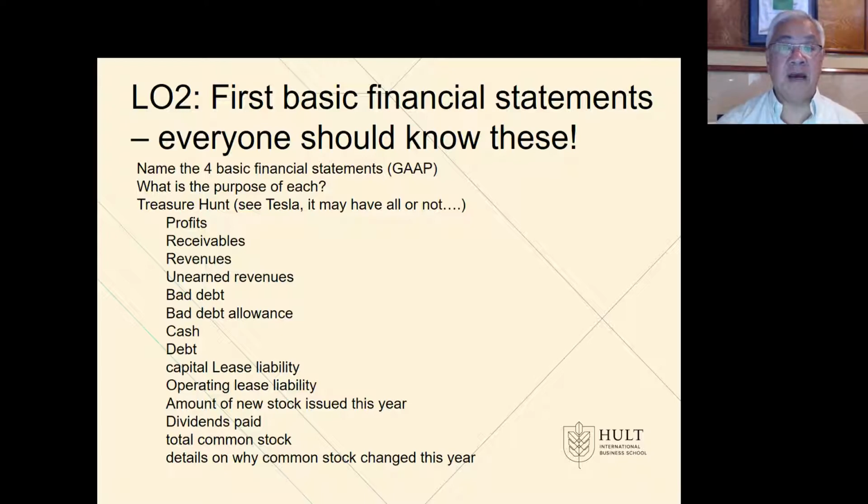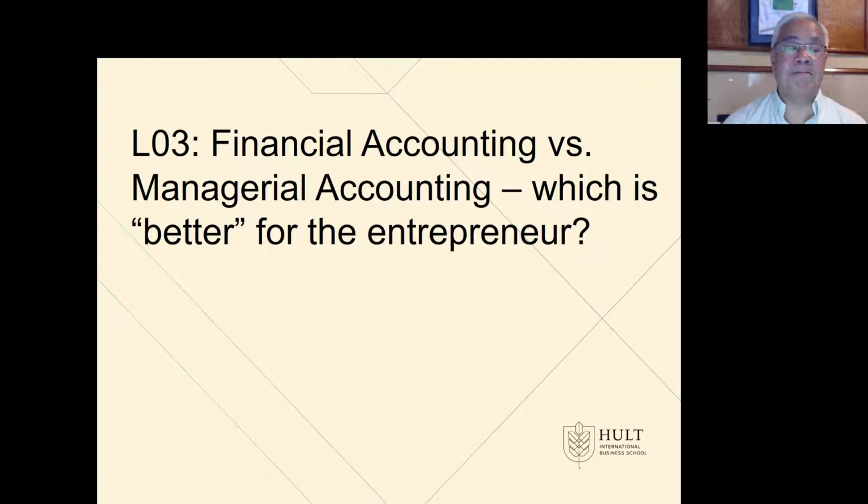Dividends paid can be found on the statement of shareholders' equity, reducing retained earnings. Total common stock can be found in two places: in the balance sheet, where it's a required line item, and in the statement of shareholders' equity, which reconciles the beginning to the end of shareholders' equity, including common stock. And details on why the stock changed, statement of shareholders' equity, because it has to explain, again, everything that changed from the owner's standpoint in stock, profits, and dividends. All right.